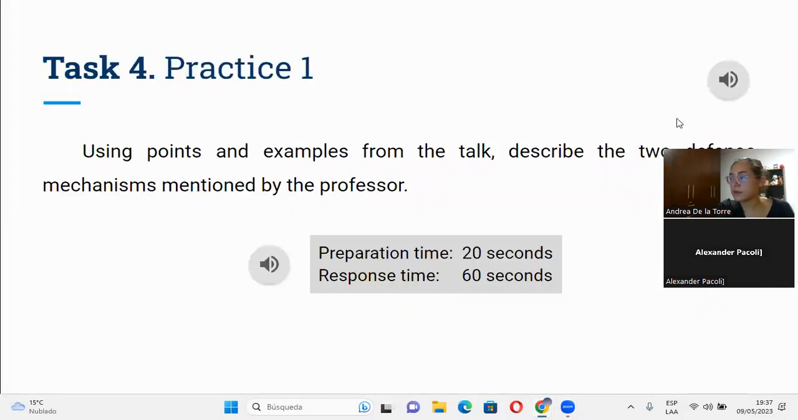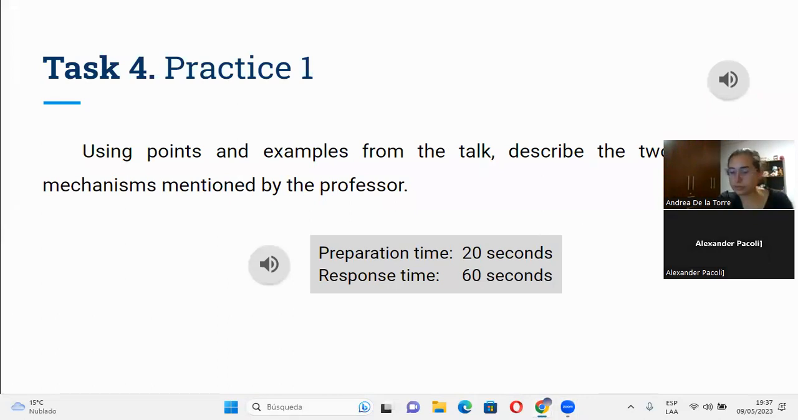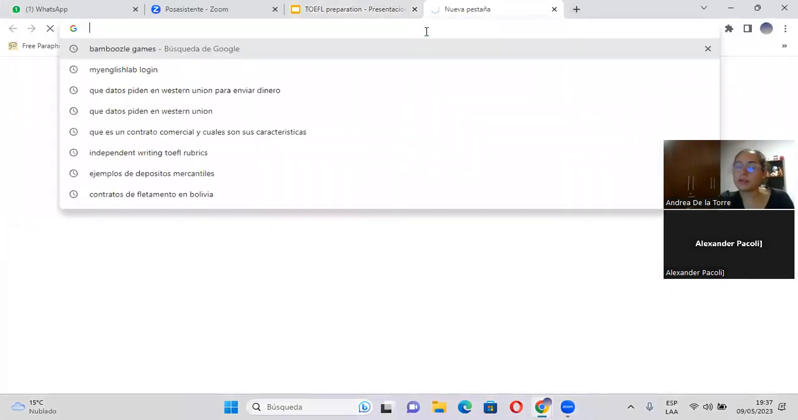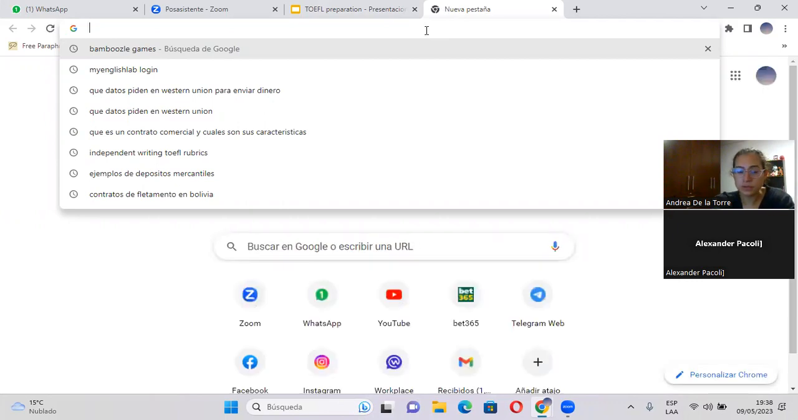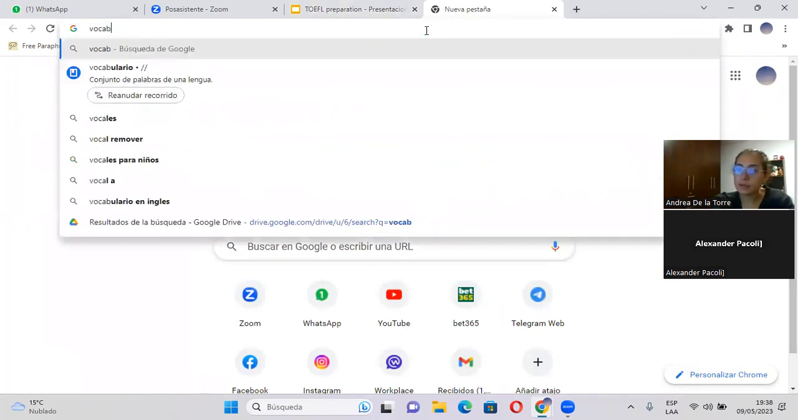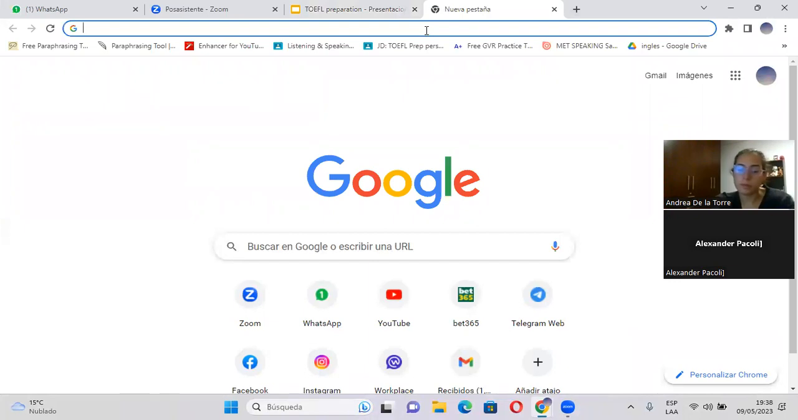Maybe, Miss, where I can find this type of vocabulary? Well, I don't know if you were in class, but I sent this PDF with a word list, a vocabulary for the speaking and writing sections of the TOEFL test. So I can send you that document. Hang on a second.